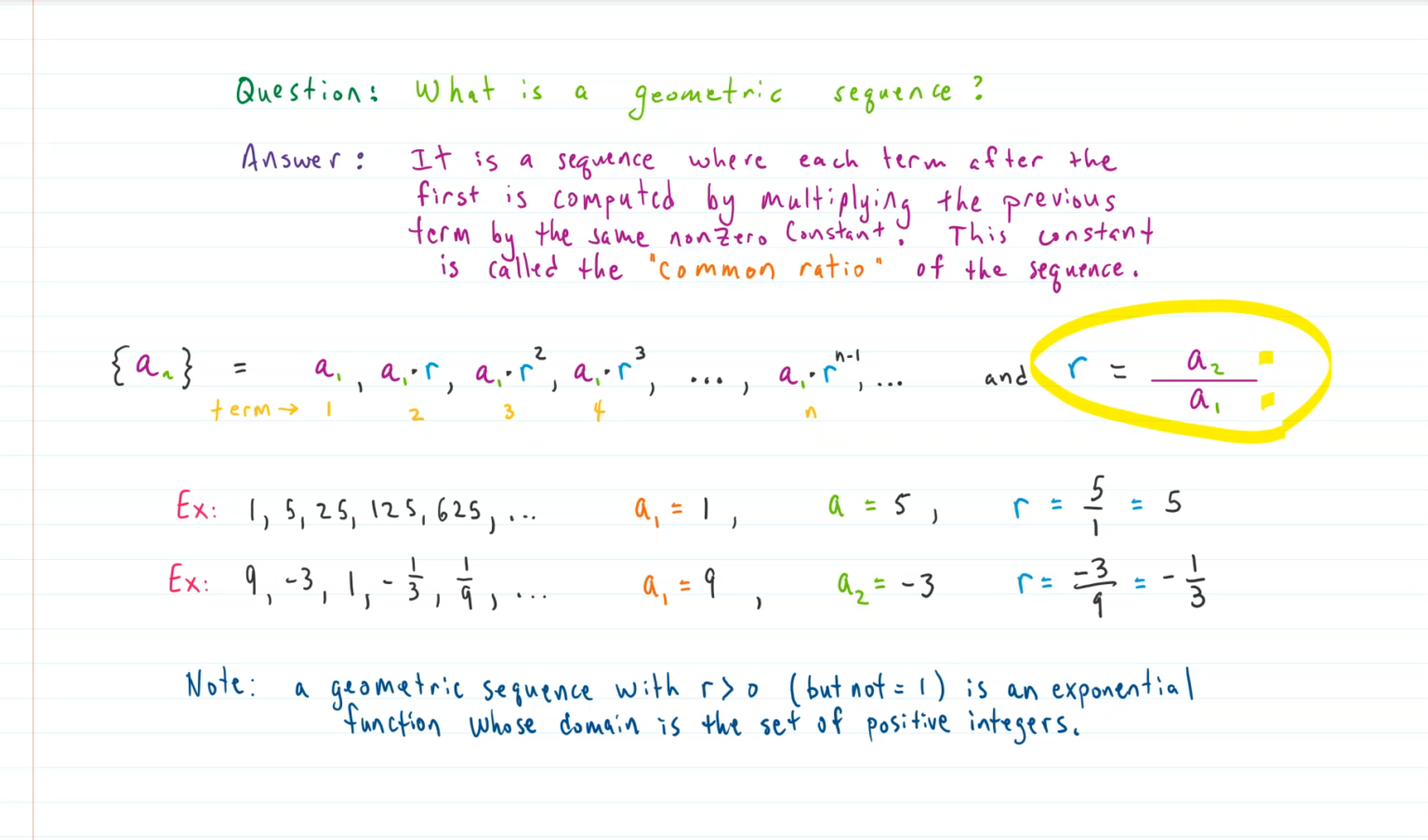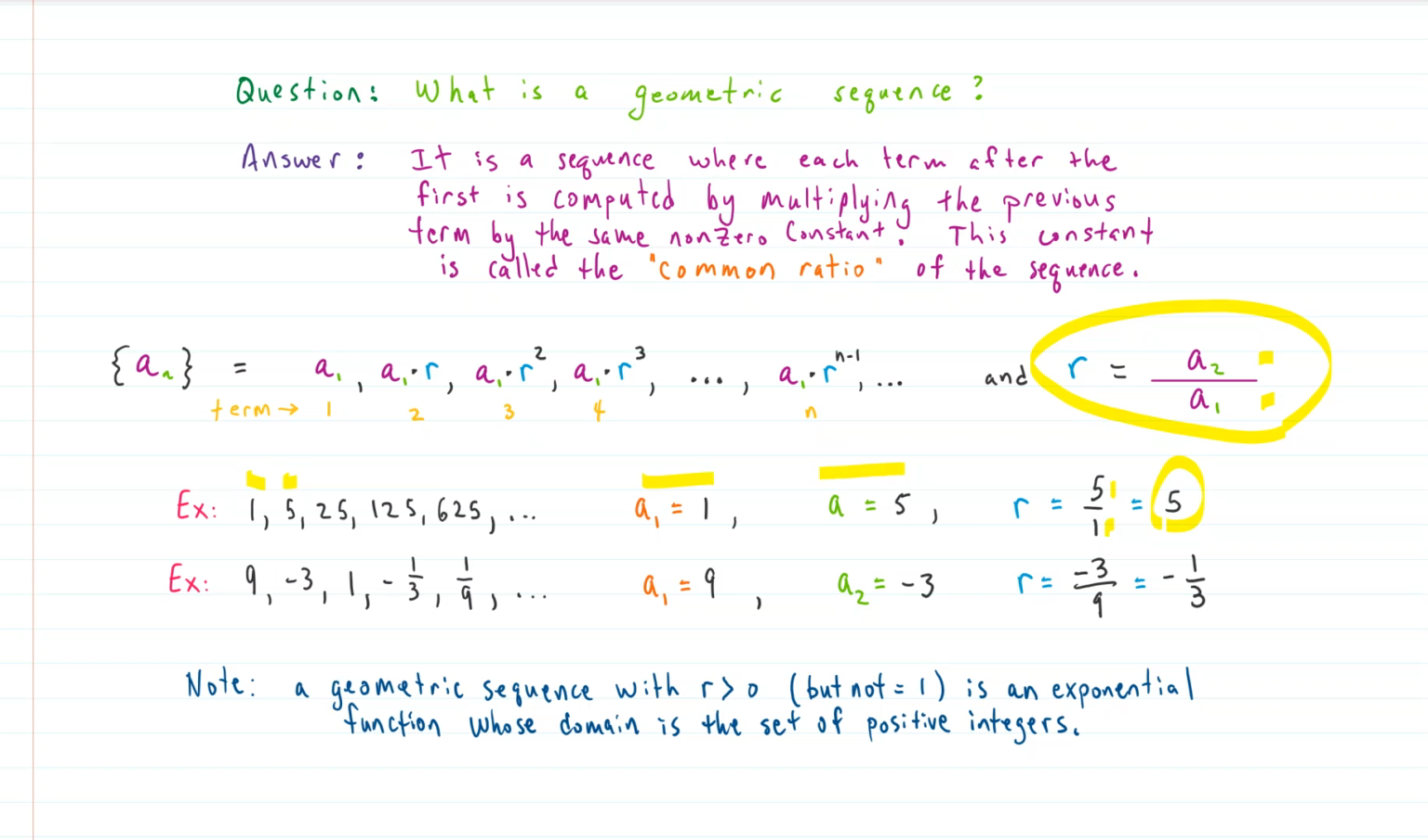So if we have a sequence, say 1 is the first term in our first example, 5 is our second term. So 1 is our first term, 5 is our second term. So we can find our common ratio by taking 5 divided by 1, which gives us 5.